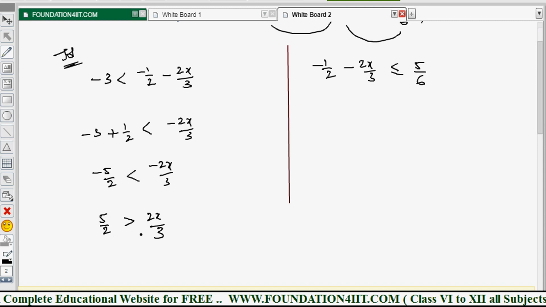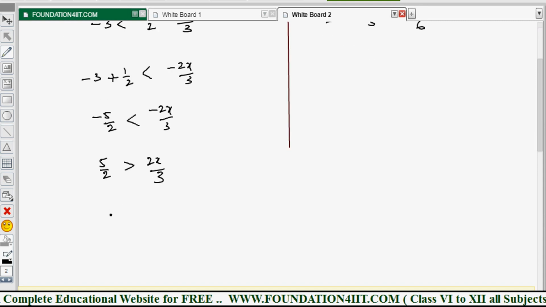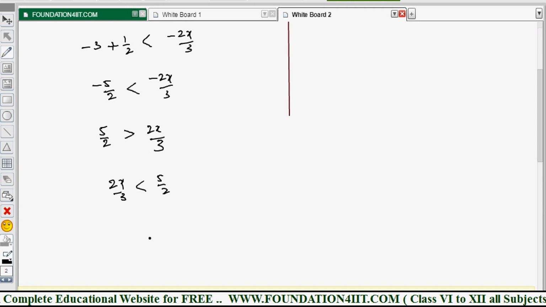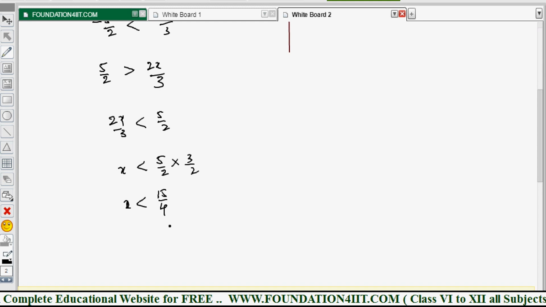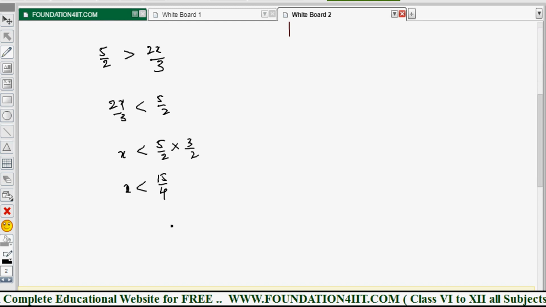Okay, 5 by 2 is greater than 2x by 3. That means 2x by 3 is less than 5 by 2, right? 5 by 2 is greater than 2x by 3. So 2x by 3 is less than 5 by 2. So from this, x is less than 5 by 2 times, this 2 by 3, 3 by 2 if you take to the other side. So x is less than 5 threes are, so it's 15 by 4. So x value is less than 15 by 4.